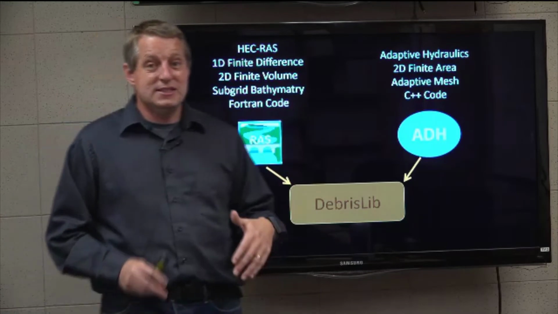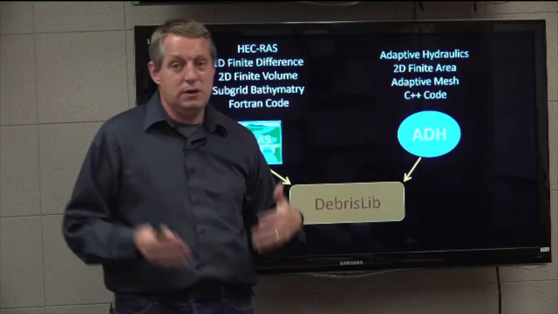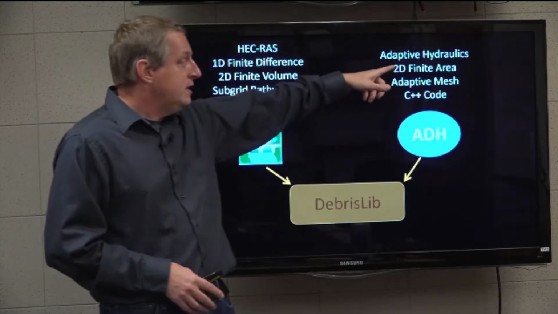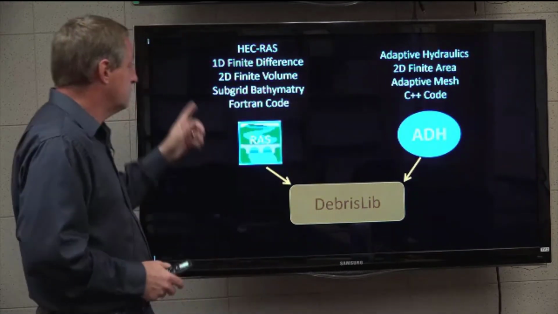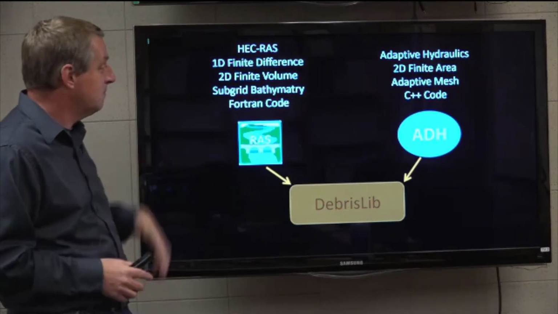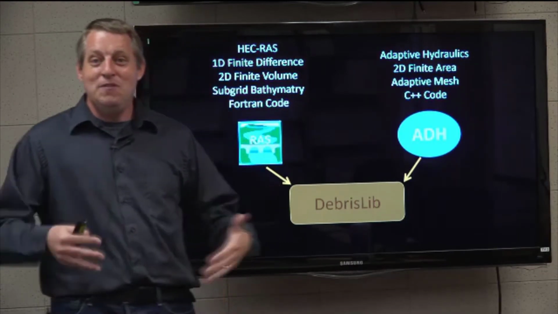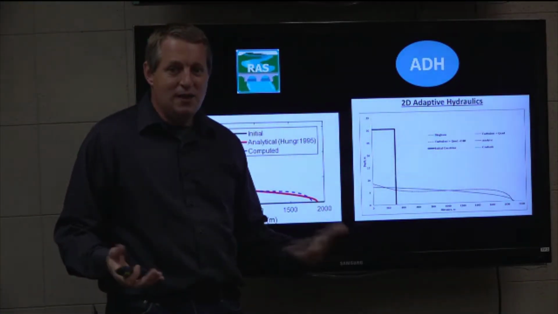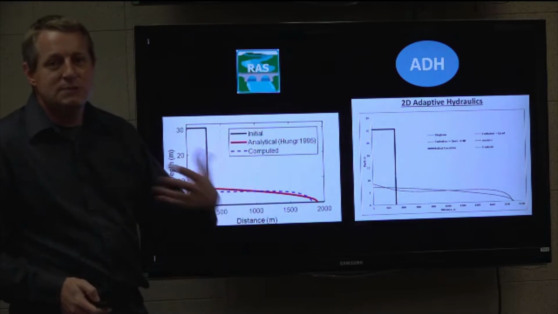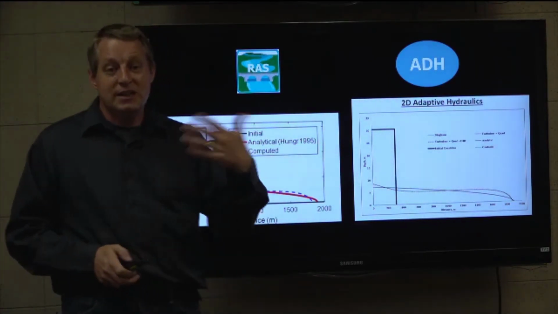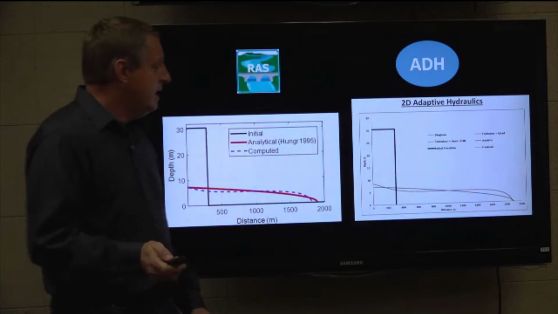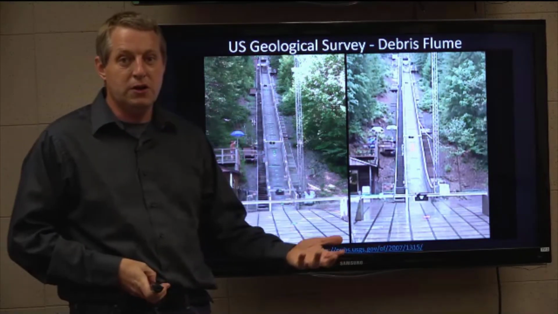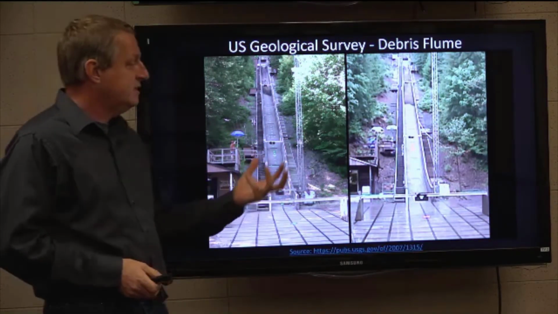And one of the cool things about this is that these models are very different. ADH, Adaptive Hydraulics, which is the Coastal and Hydraulics Lab's 2D model, is a 2D finite area adaptive mesh C++ code, whereas RAS is a 1D finite difference, 2D finite volume subgrid bathymetry Fortran code. And both of them can use these same algorithms. You can see that they simulated the hunger model as well and got very similar results. This is part of the power of getting these in a library, and this library is available for other models.